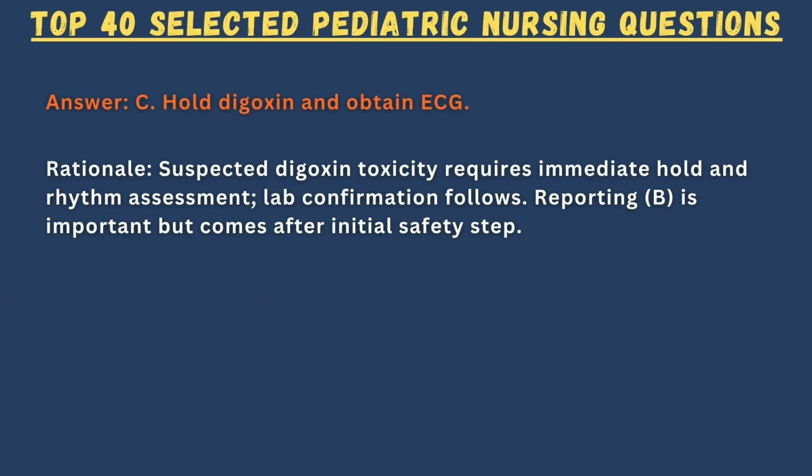Answer. C. Hold digoxin and obtain ECG. Rationale. Suspected digoxin toxicity requires immediate hold and rhythm assessment. Lab confirmation follows. Reporting B is important but comes after initial safety step.